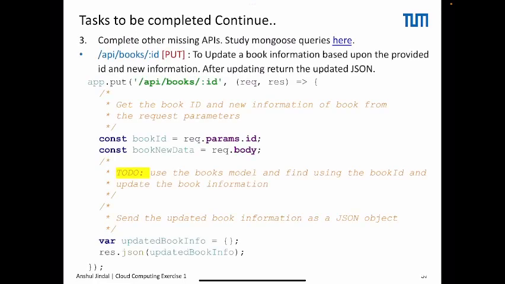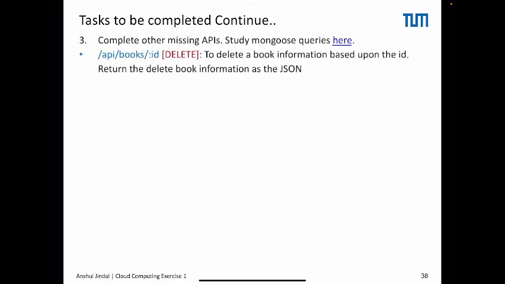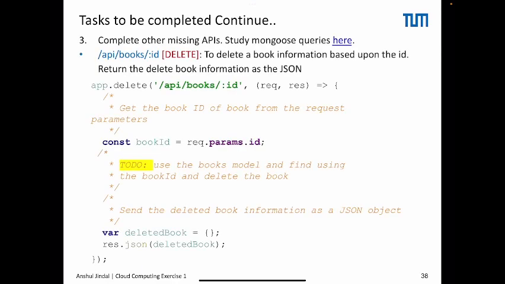Similarly, the put request. Put is used for updating the book information. If I want to change the name or the author of the book, you will get the ID of the book over here plus the body of the updated information. And lastly, the delete. Delete is for deleting the book based on the book ID.